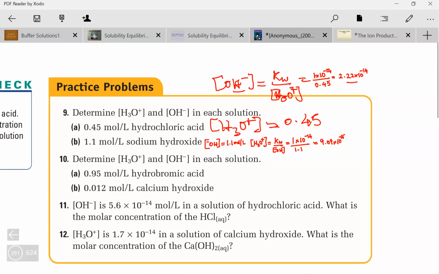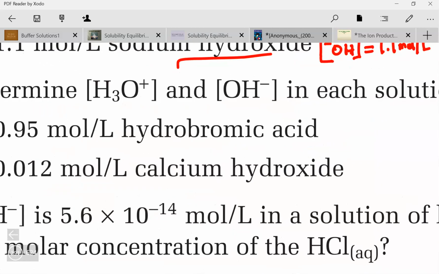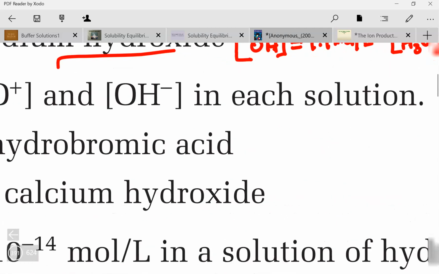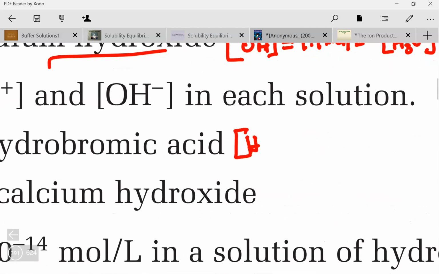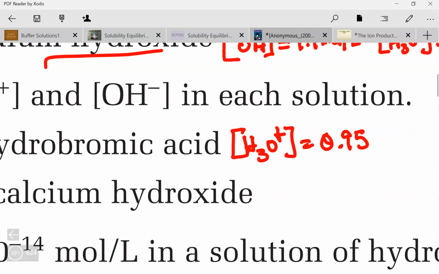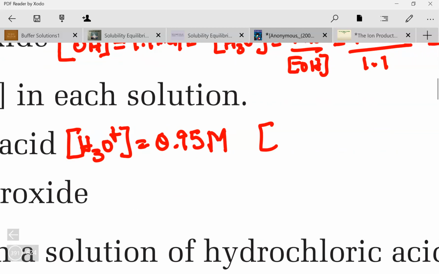This makes sense. I have a sodium hydroxide solution, and I have a concentration of H3O plus, which is super small. Okay, we're good. We're going to speed things up a little bit. So hydrobromic acid is the same idea. Strong acid. All of it dissociates, so I have 0.95 molar hydrobromic acid, 0.95 molar H3O plus. KW, 1 times 10 to the power negative 14 divided by 0.95 gives an OH minus concentration of 1.05 times 10 to the power negative 14.